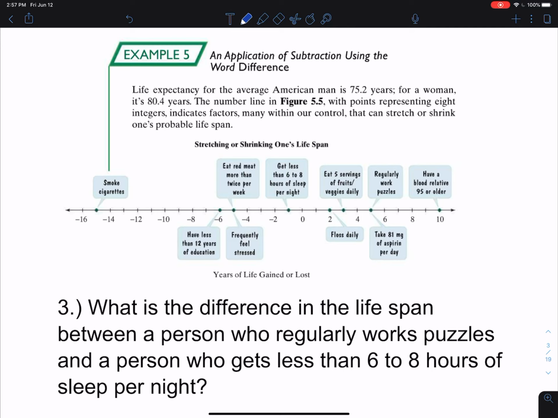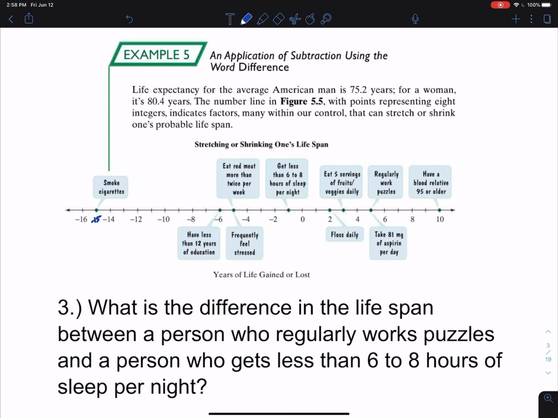And then they give us this number line with those little kind of talk bubbles pointing to things. So for example, this smoke cigarettes is pointing to negative 15. So that's telling us if we smoke cigarettes, we'll be knocking 15 years off our lifespan.